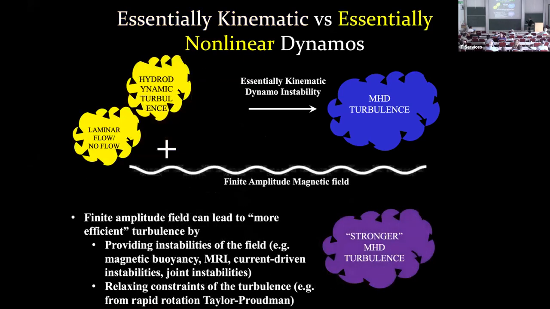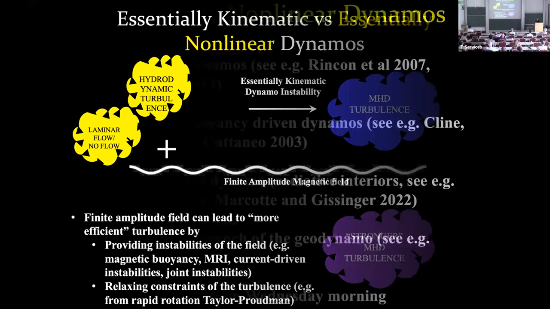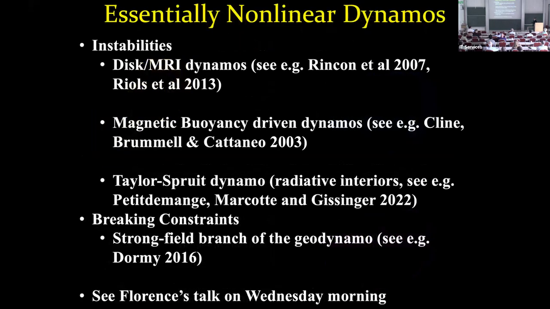Another example of an essentially nonlinear dynamo is one where the finite amplitude magnetic field acts so as to relax some constraints of the turbulence, so-called maybe rapid rotation. As we saw this morning, a strong enough magnetic field could lead to transiting to a strong field branch, right? And that's a more efficient mode of dynamo action.